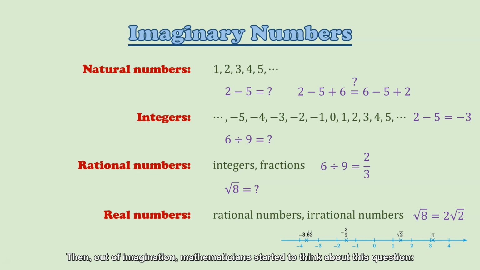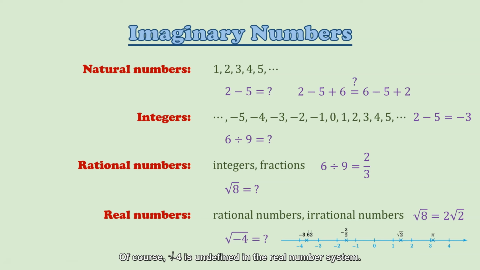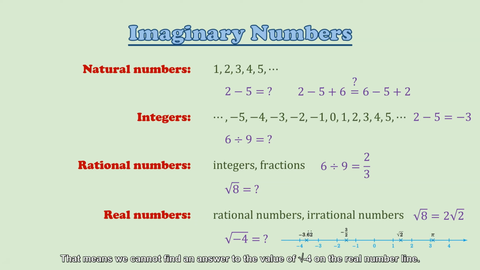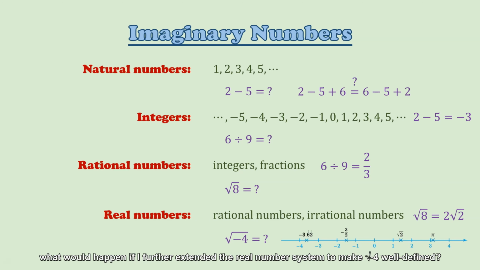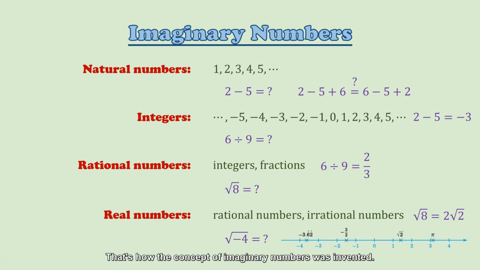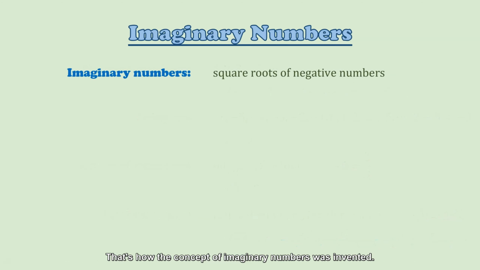Then, out of imagination, mathematicians started to think about this question. What if we try to calculate square roots of negative numbers, for example, square root of minus 4? Of course, root minus 4 is undefined in the real number system. That means we cannot find an answer to the value of root minus 4 on the real number line. Still, out of curiosity, mathematicians tried to think of this. What would happen if I further extended the real number system to make root minus 4 well defined? That's how the concept of imaginary numbers was invented.